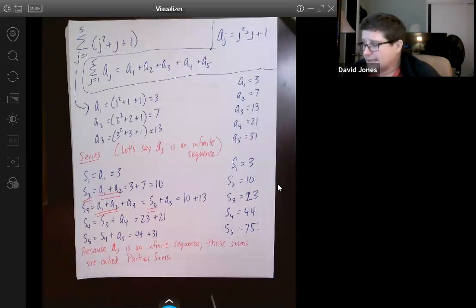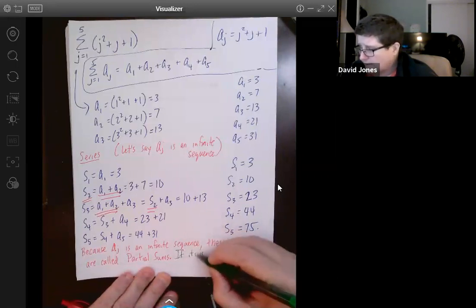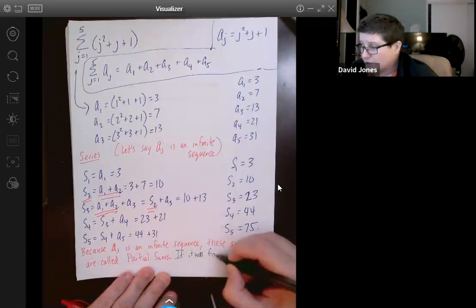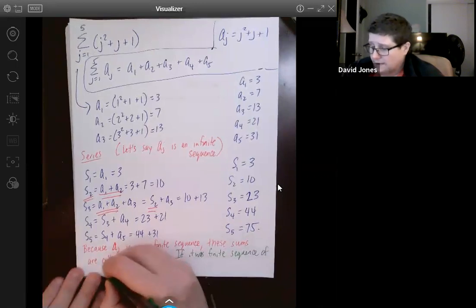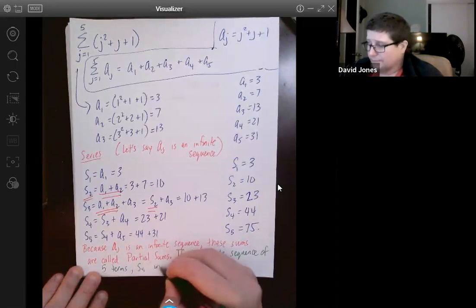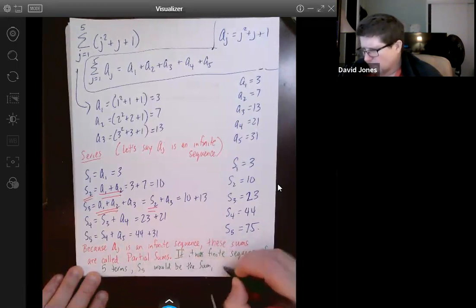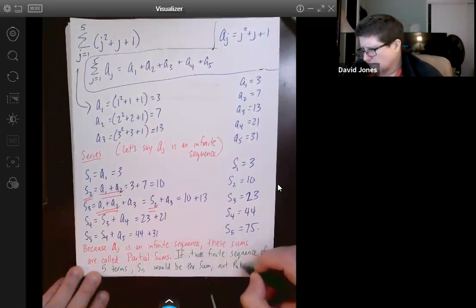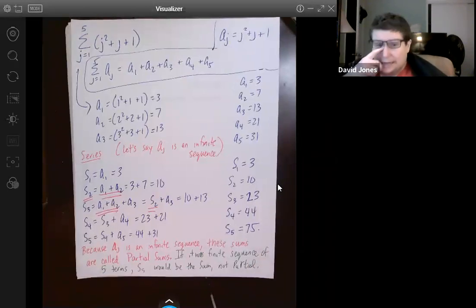If it was a finite sequence of 5 terms, S of 5 would be the sum, not a partial sum, because it's the last one. S of 4 would still be a partial sum. We haven't added up the whole sequence.